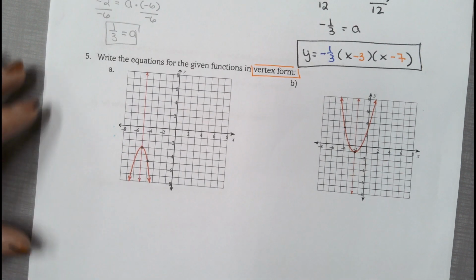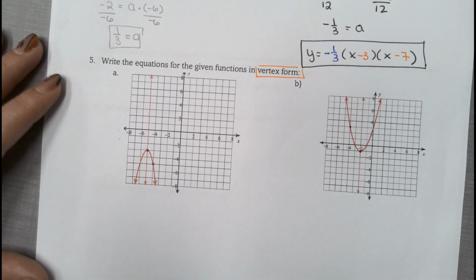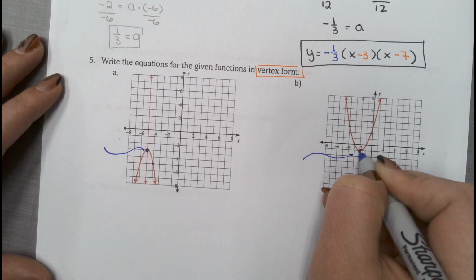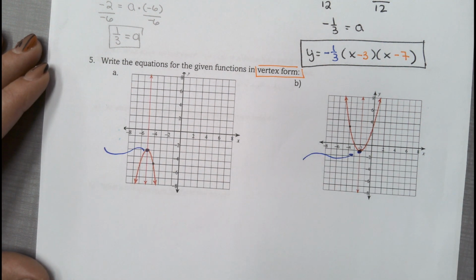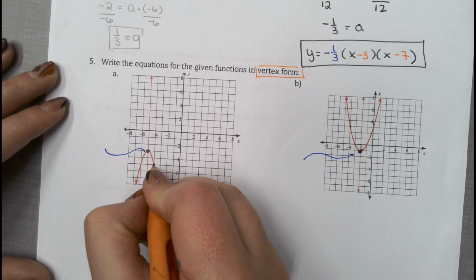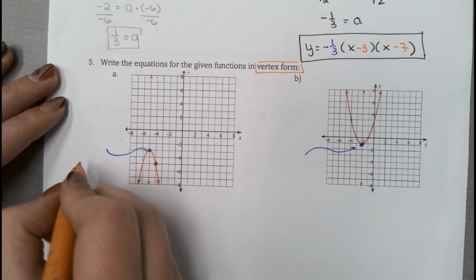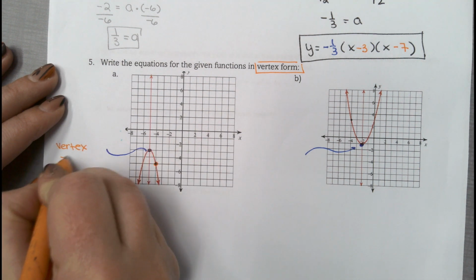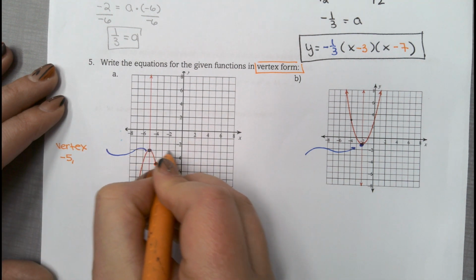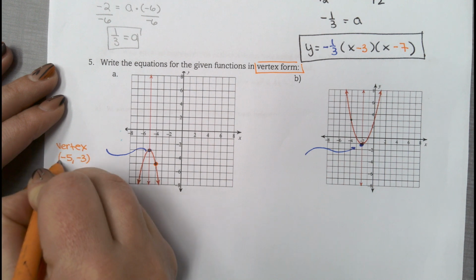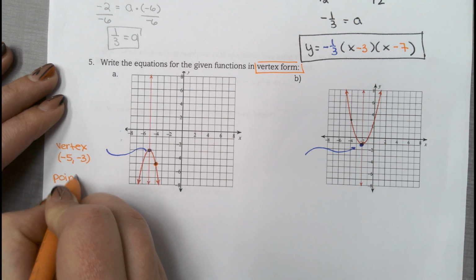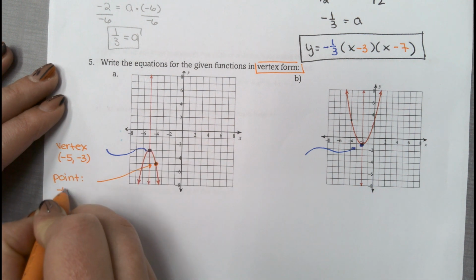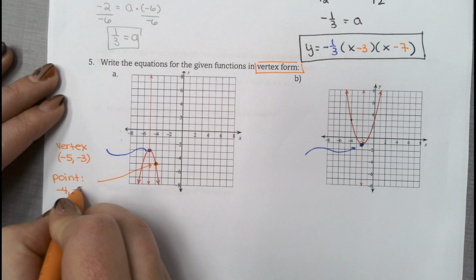To write our answer, we need two things. We need a vertex, we need a point. So the vertex is the one in the center. So here and here is our vertex. And then our point is whatever point is on the curve. So for this example, we have a point here. So our vertex is at -5 and -3. And our point was at -4 and -5.